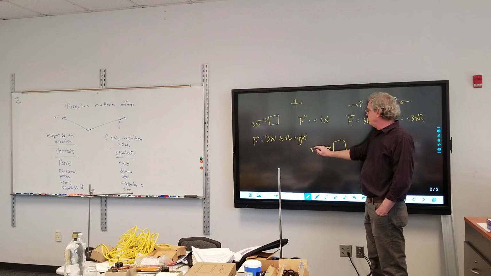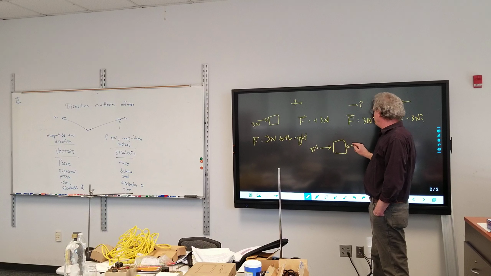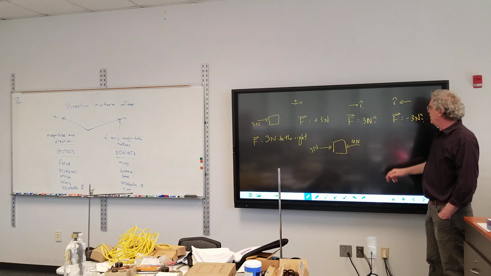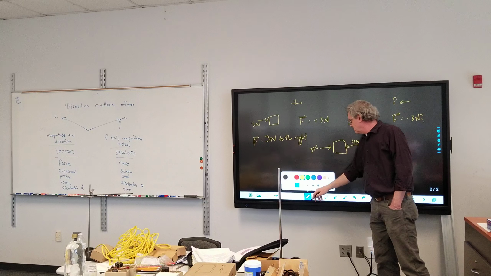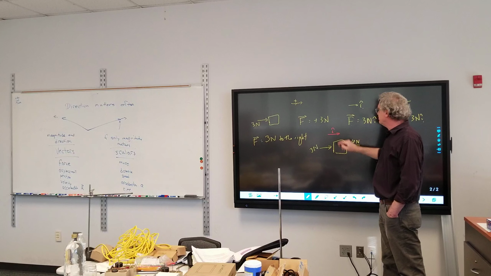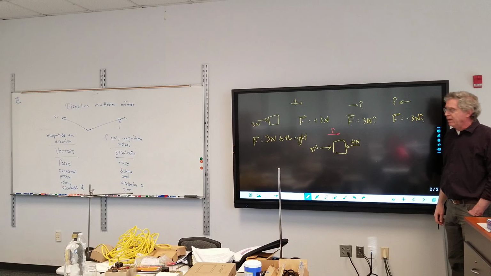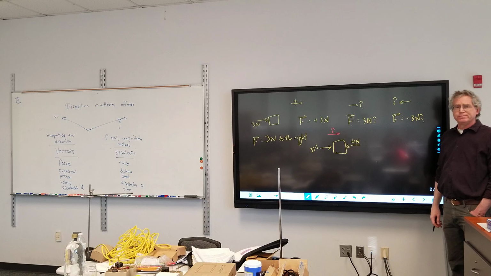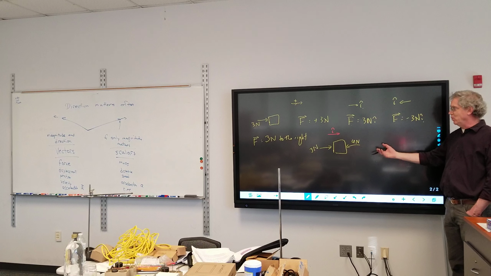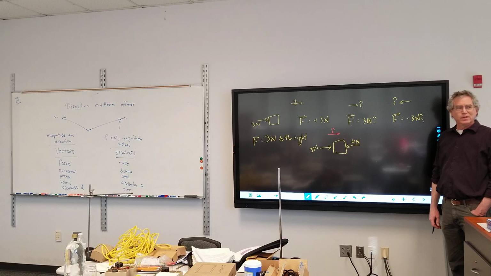So if I have a 3 Newton force acting to the right and a 4 Newton force acting to the left, let's go with, I'll make to the right i hat. And I want to figure out what the total force is. If you hear the word total, I'm looking for a sum. And what is the total force?